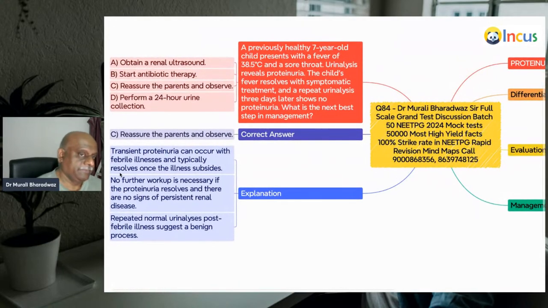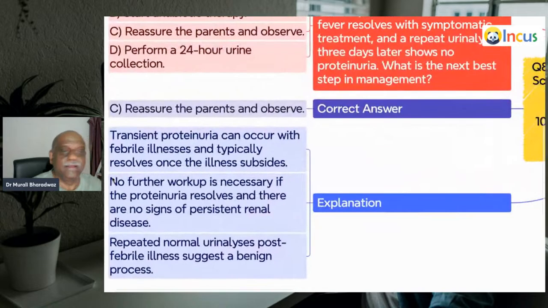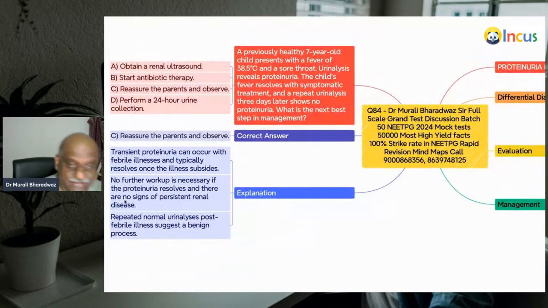7-year-old child, fever was there, transient proteinuria is there. So whenever transient proteinuria occurs during a febrile illness and resolves once the illness subsides, no further workup is really necessary.